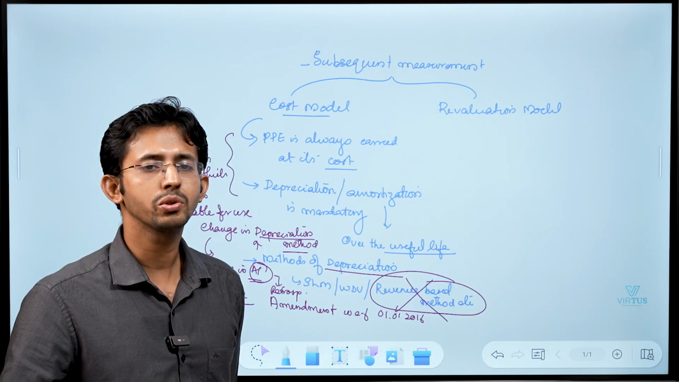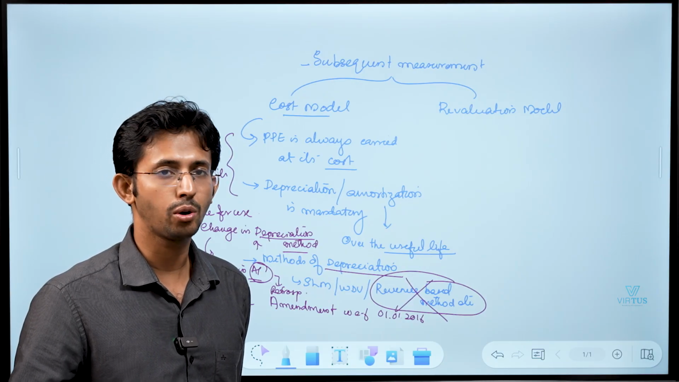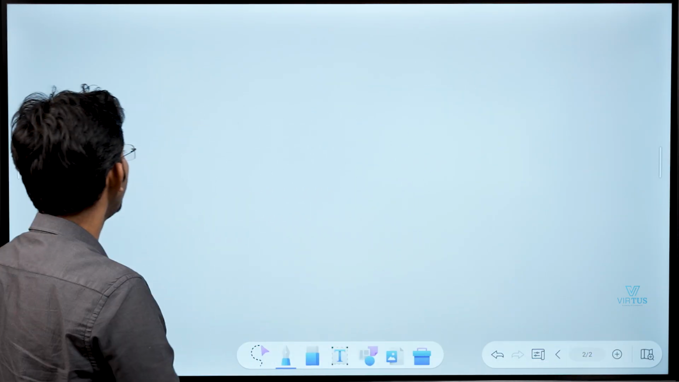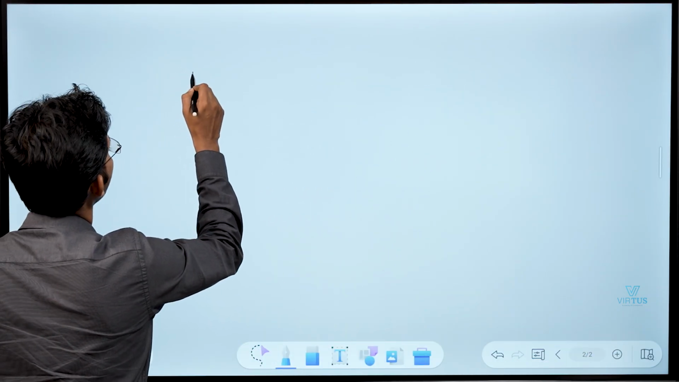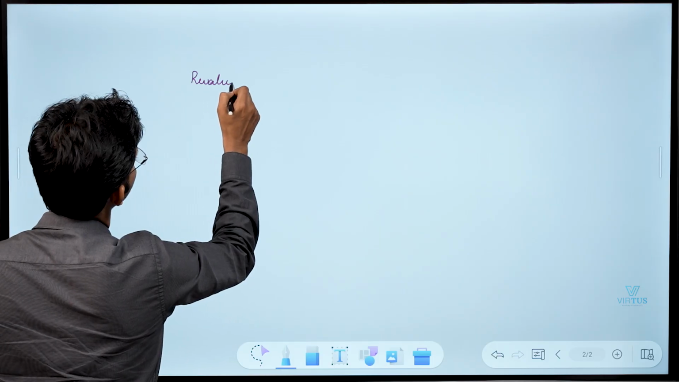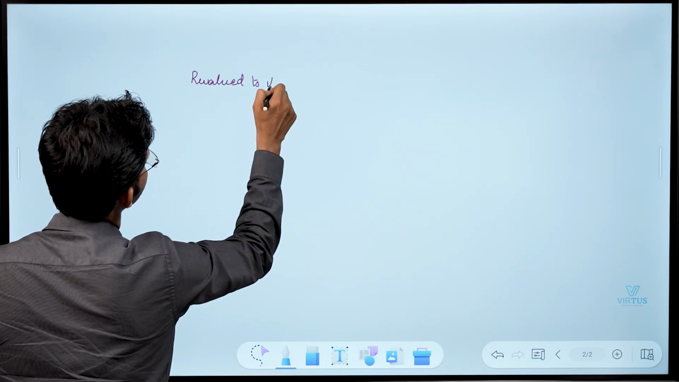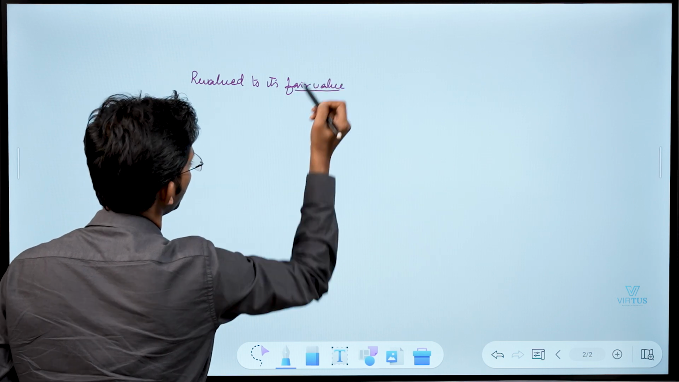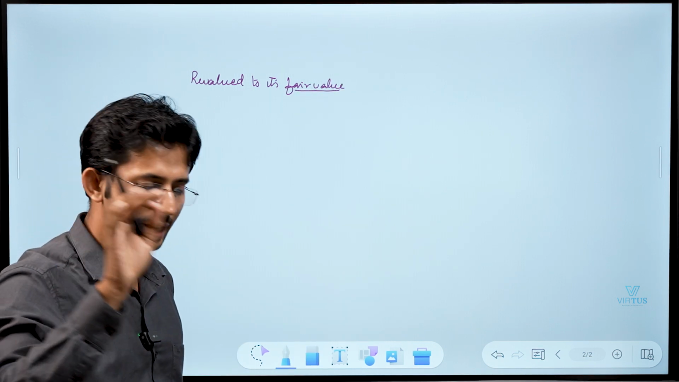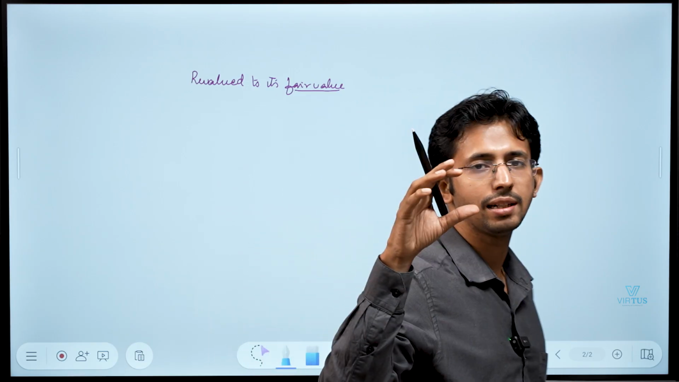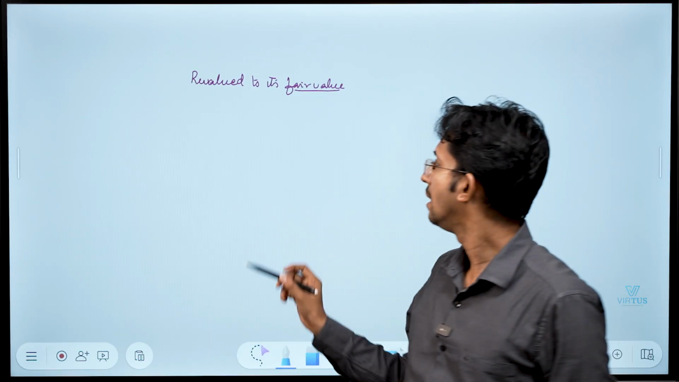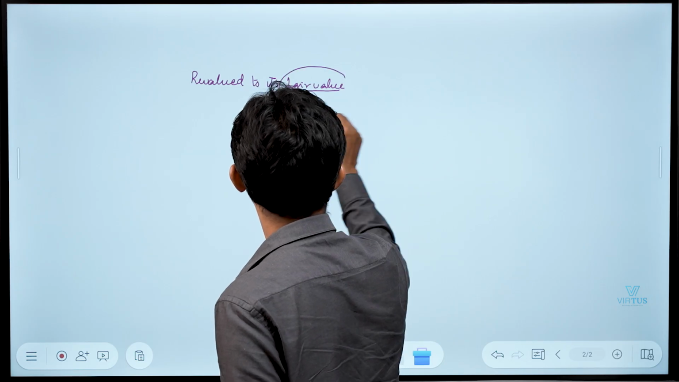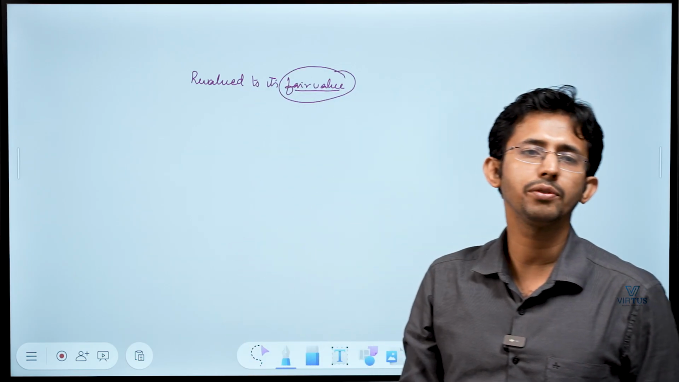Now we will see what we mean by the revaluation model. In the revaluation model, what do we do? The asset is revalued to its fair value. So here we don't carry the asset at its cost. Rather, we have to revalue it from the cost to the fair value, and the asset will be carried in the financial statements at the fair value.